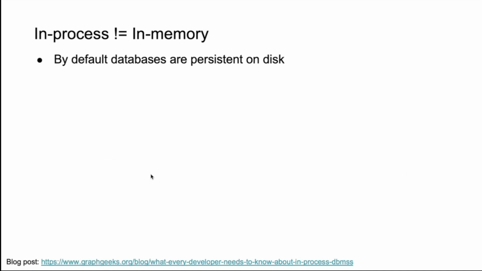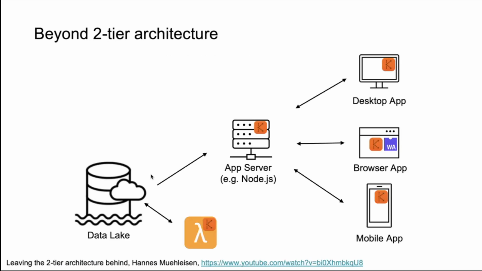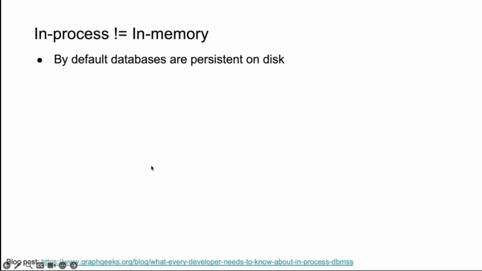So I want to clarify a couple of things. When I explain Kuzu as this in-process database, a lot of people associate it with us being in memory. And in fact, I did give an example where in a serverless Lambda function use case, you might actually be in memory. You might not want to persist things. But the fact that we are in process does not mean we're necessarily in memory.